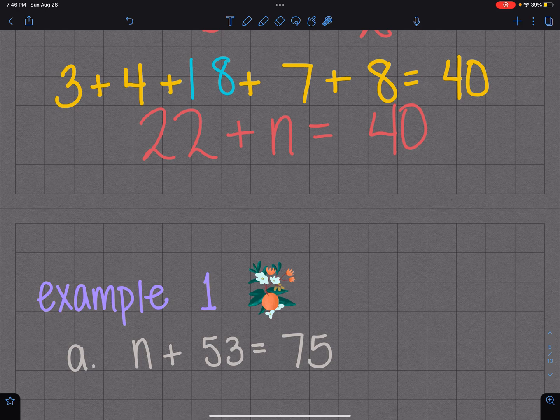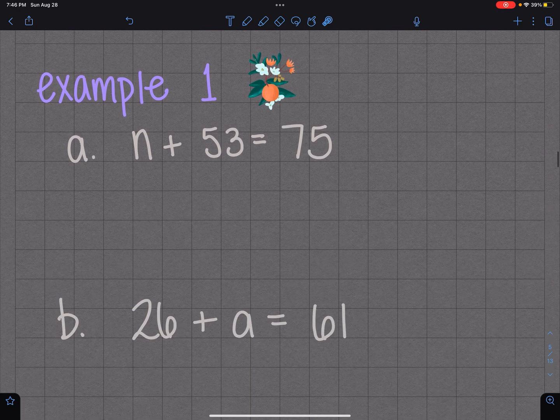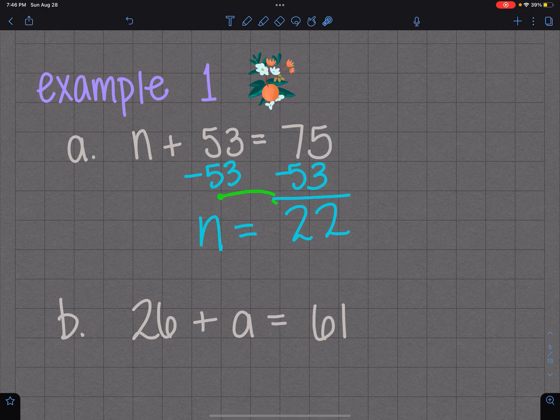Okay, now let's go over example 1. And this is on page 16 if you're following along. It says find the missing number in each equation. All right, so the first one is n plus 53 is 75. Now this one is not obvious, so I'm going to subtract 53 from both sides. Okay, what do I get? Let's see, 5 minus 3 is 2, and 7 minus 5 is 2. So n is equal to 22, and that's my answer.